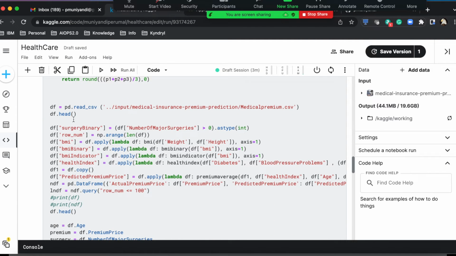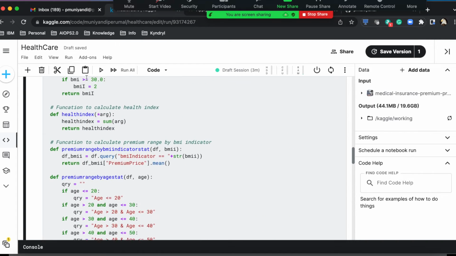What I'm doing after that is converting this particular data, using these 2 lines. I'll take these 2 lines and put them here. Now I'm going to run these 5 lines of code.